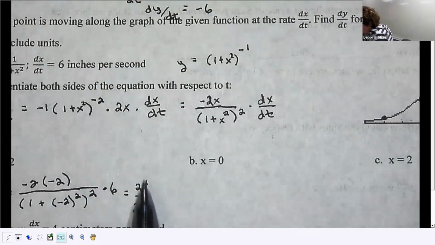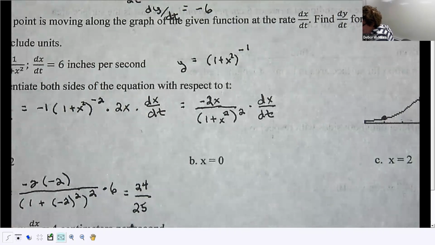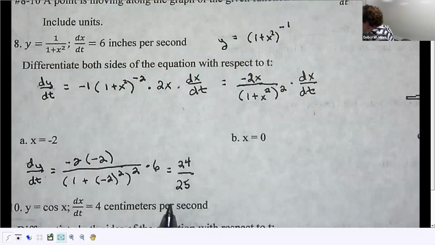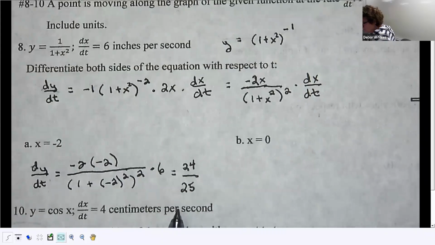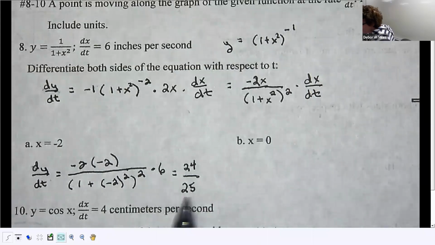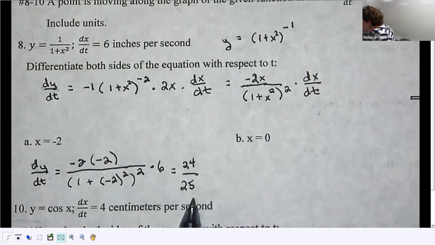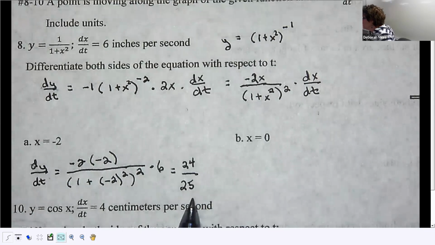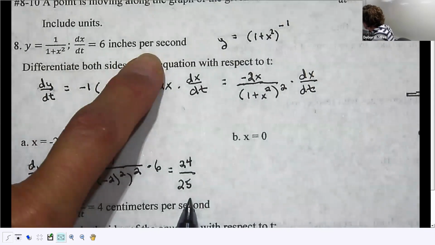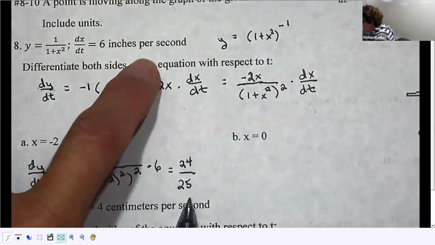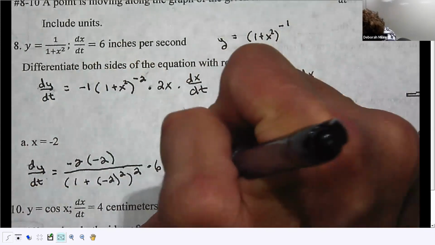What's the units on that 24/25? So it's just inches, that's 24 over 25 inches. It's a rate of change, so it's inches per second. The change in x was given to us in inches per second, so the change in y will be inches per second.